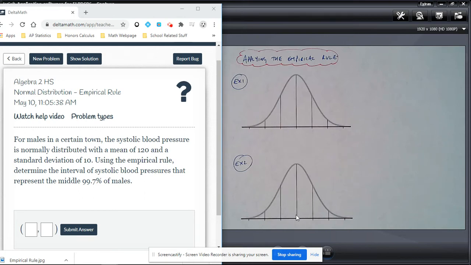Hello everybody. In this lesson I'm going to be showing you how to apply the empirical rule for the normal distribution. So let's look at an example.